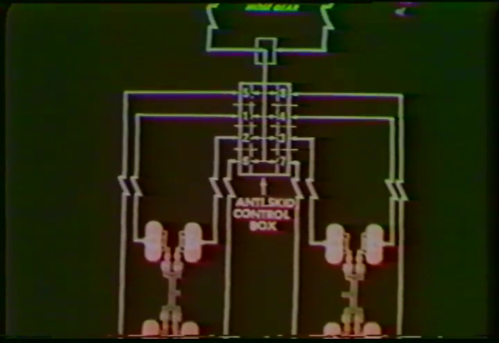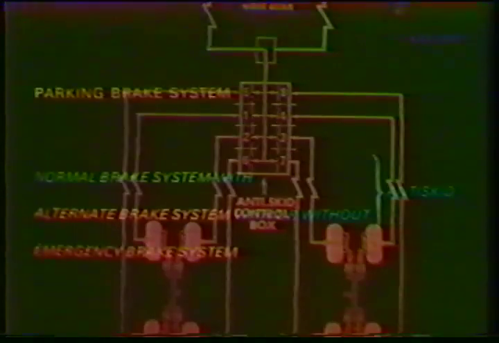There is only one retraction system, but there are 3 extension possibilities: the normal extension system, an alternate extension system, and an emergency extension system. All 8 main wheels are supplied with brakes, none on the nose gear. There are, in addition to the parking brake system, 3 independent brake systems: the normal system, the alternate system, and the emergency brake system. The normal brake system and the alternate brake system are equipped with an anti-skid control system.